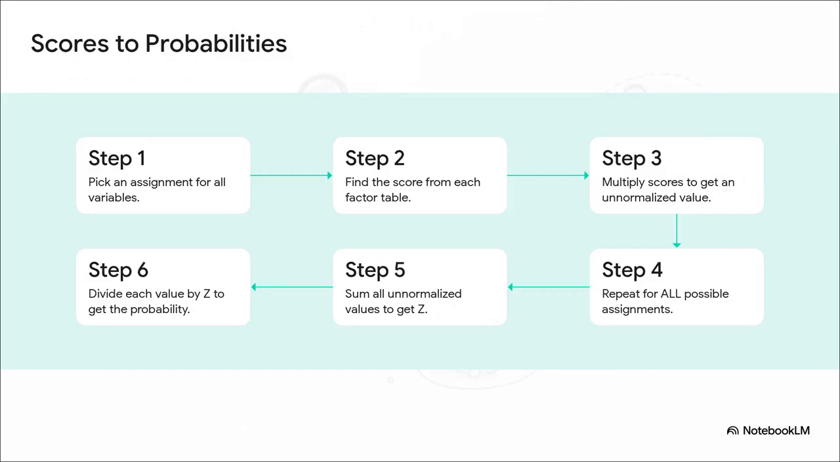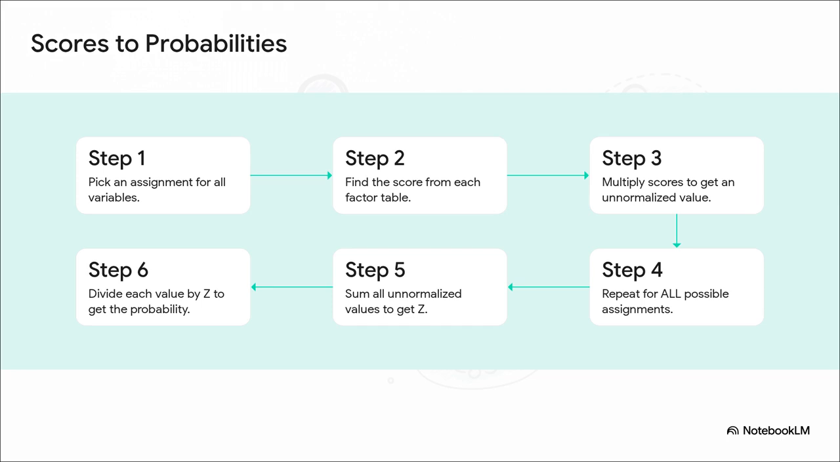So we have all these compatibility scores, but what we really want in the end are probabilities. So how do we get from one to the other? It's a simple 6-step process. Just follow along with me. 1. You pick one possible state for the whole system. For example, everyone has the value 0.